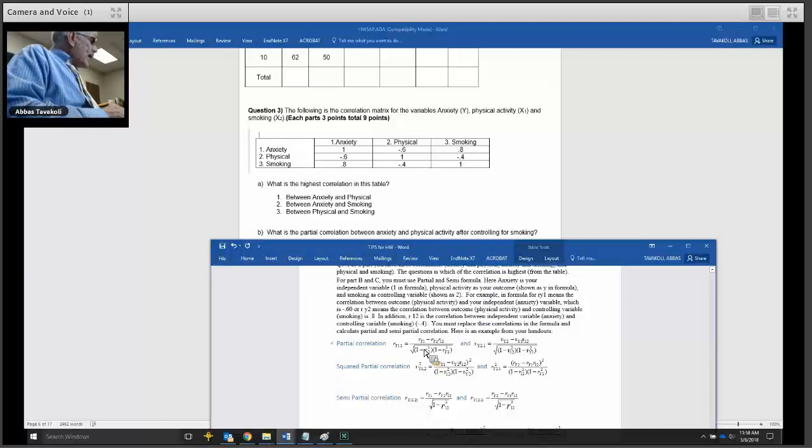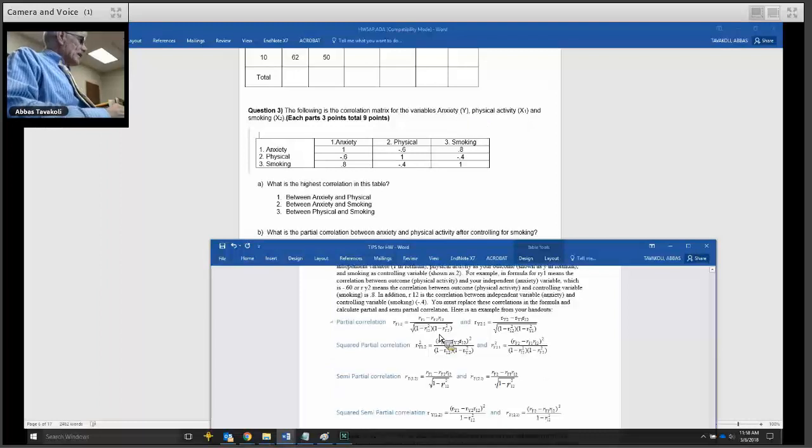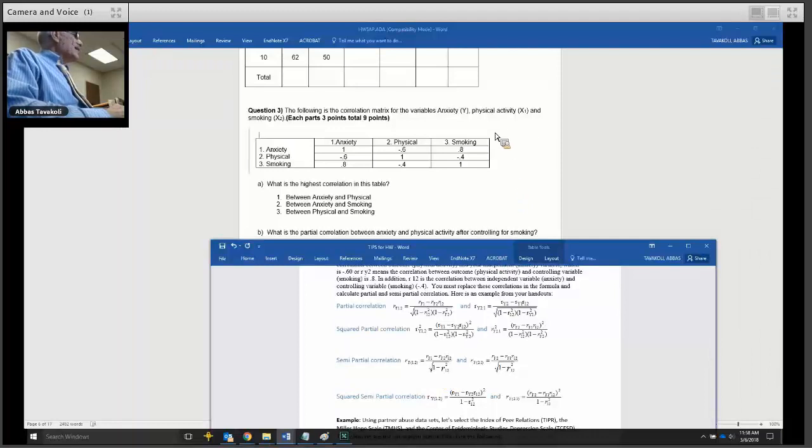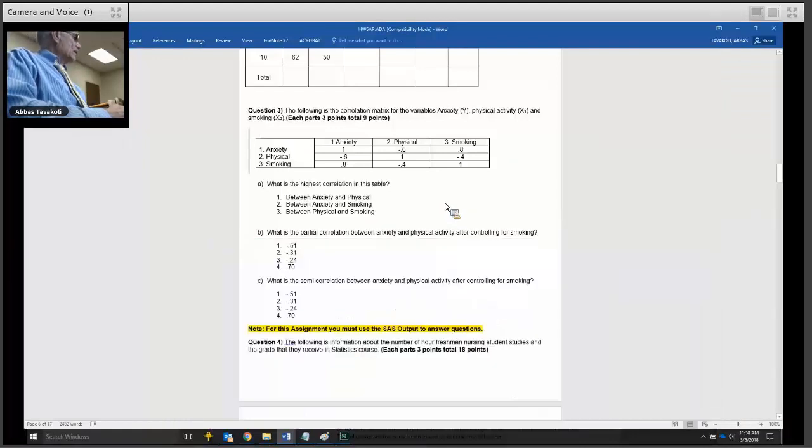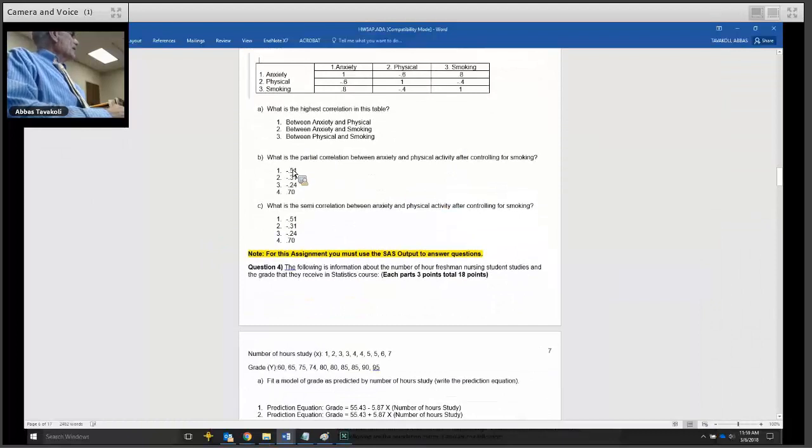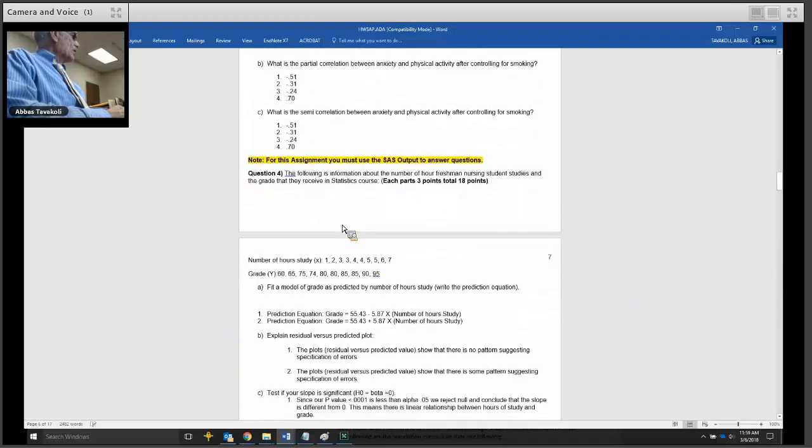And then you have 2 terms here. For partial, you are taking the effect of smoking from both your physical activity and your anxiety, your outcome and independent variable. In semi-partial, you are just taking the effect of the controlling variable from your independent variable, which is physical activity. That's the only difference. If you see, the term is 1 term. The numerator is the same, so you can calculate 1 numerator for both. So that's what partial and semi-partial correlation is that I wanted you to calculate.